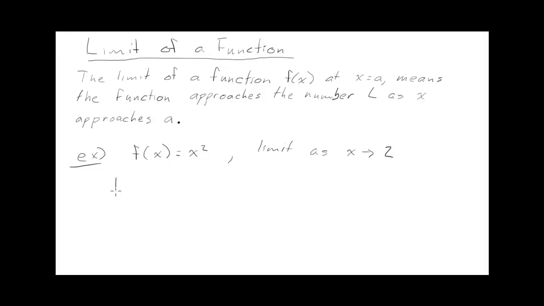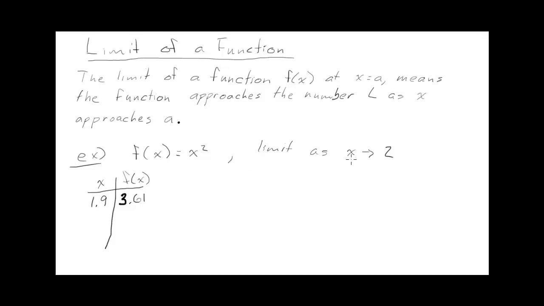One way you could do that is to just do a table. So x, and here's f at x. We're saying x is approaching 2. Notice it doesn't equal 2, but it gets close to 2. So pick numbers close to 2. Let's say 1.9. That's a number close to 2, right? If x is 1.9, then what would f at x equal? It's 1.9 squared, so you'd get 3.61.